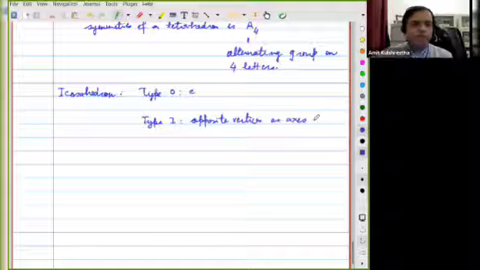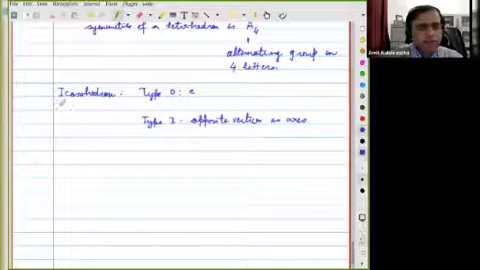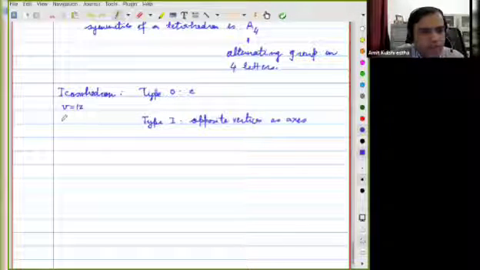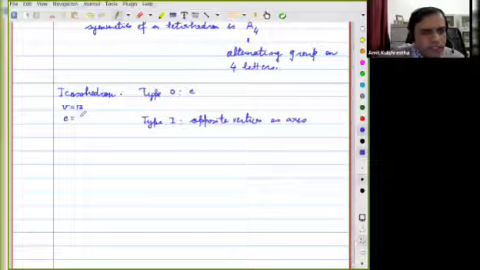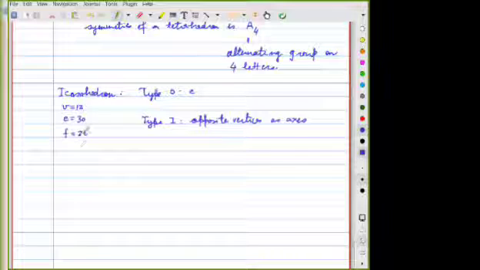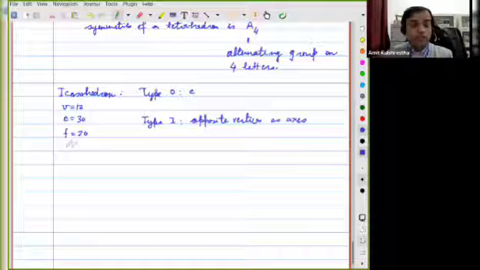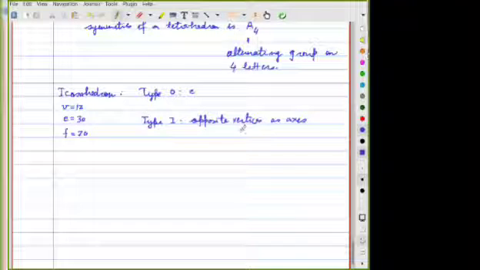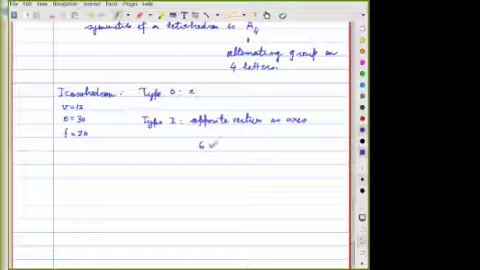So what do I have? For the icosahedron, the number of vertices is 12, the number of edges is 30, and the number of faces is 20. So how many pairs of opposite vertices are there? 6. And each of them is giving me how many new rotations?